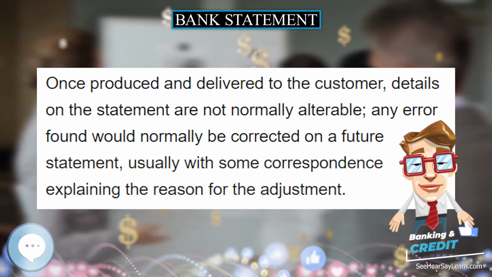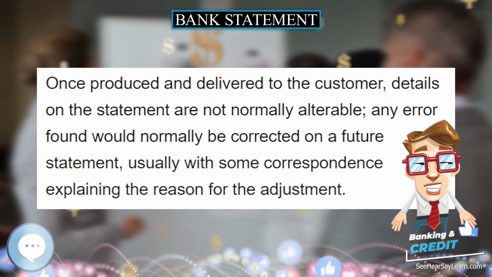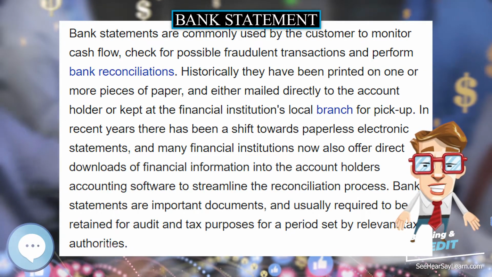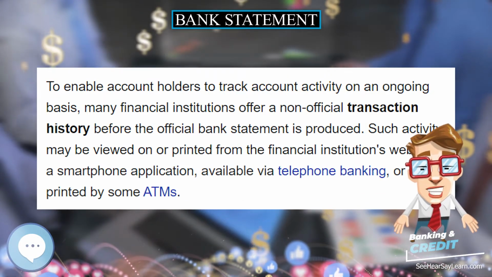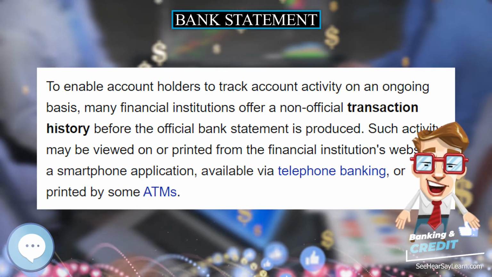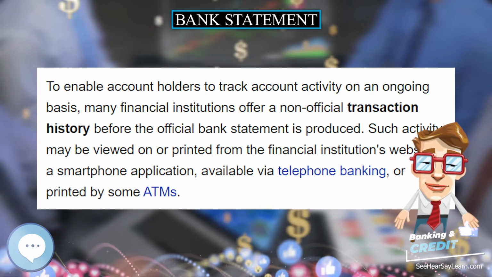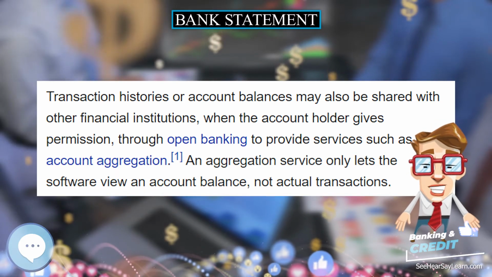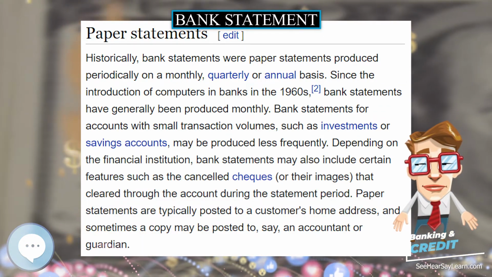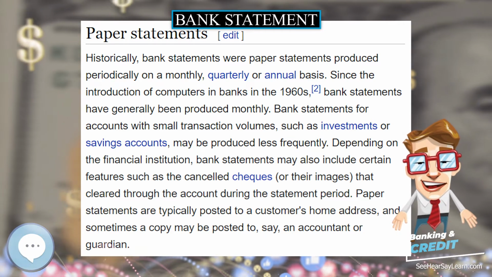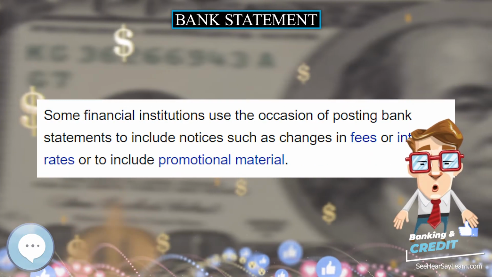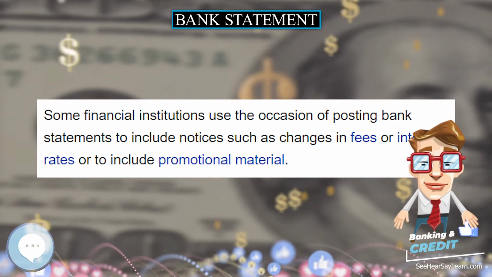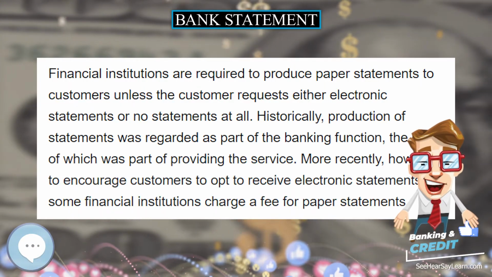Paper statements. Historically, bank statements were paper statements produced periodically on a monthly, quarterly or annual basis. Since the introduction of computers in banks in the 1960s, bank statements have generally been produced monthly. Bank statements for accounts with small transaction volumes, such as investments or savings accounts, may be produced less frequently. Depending on the financial institution, bank statements may also include certain features such as the canceled checks, or their images, that cleared through the account during the statement period.